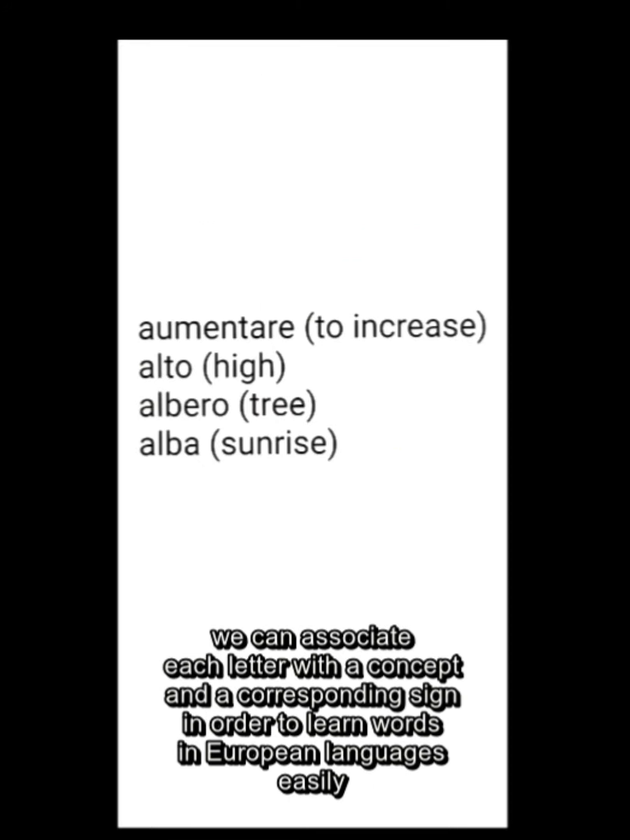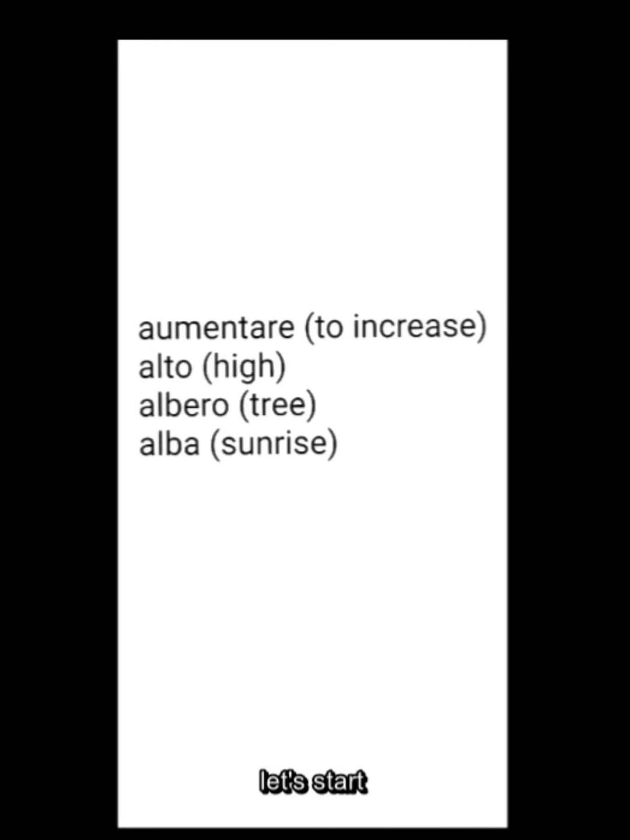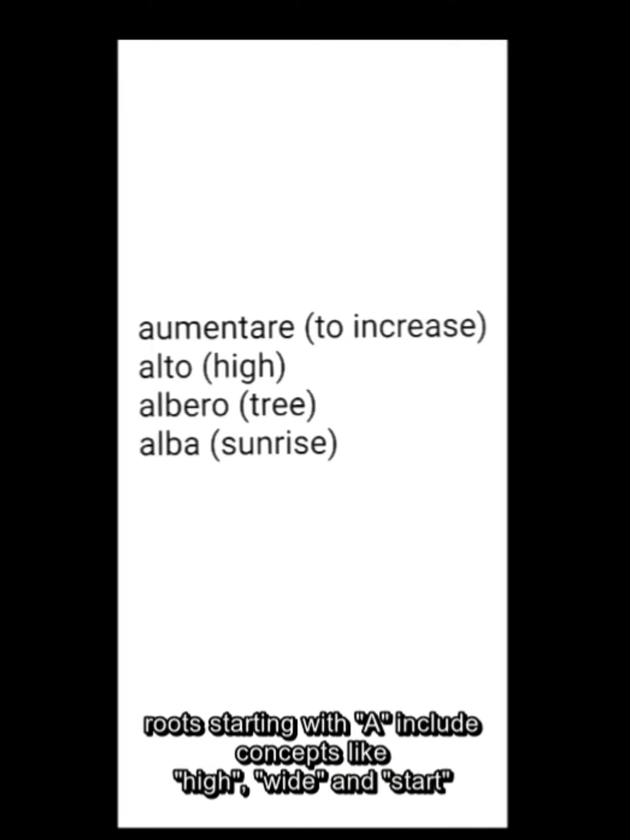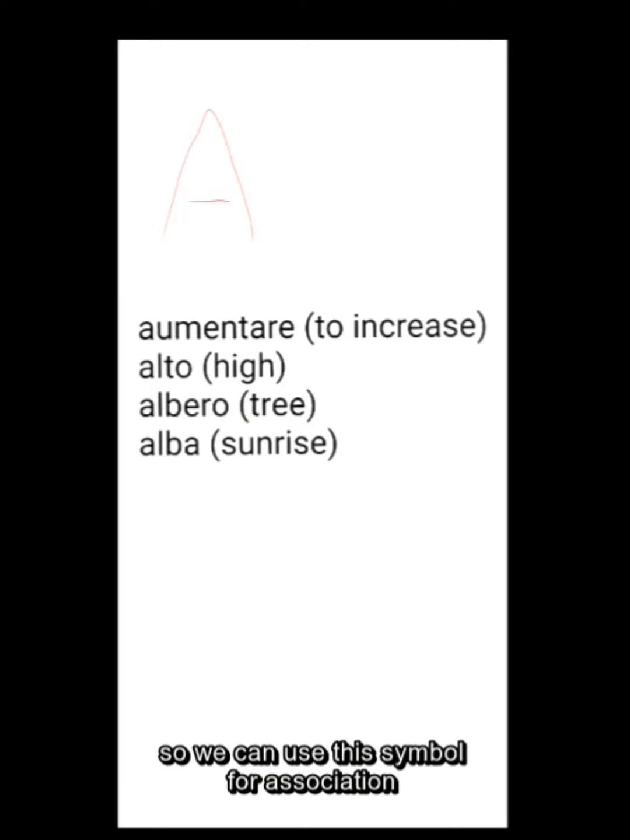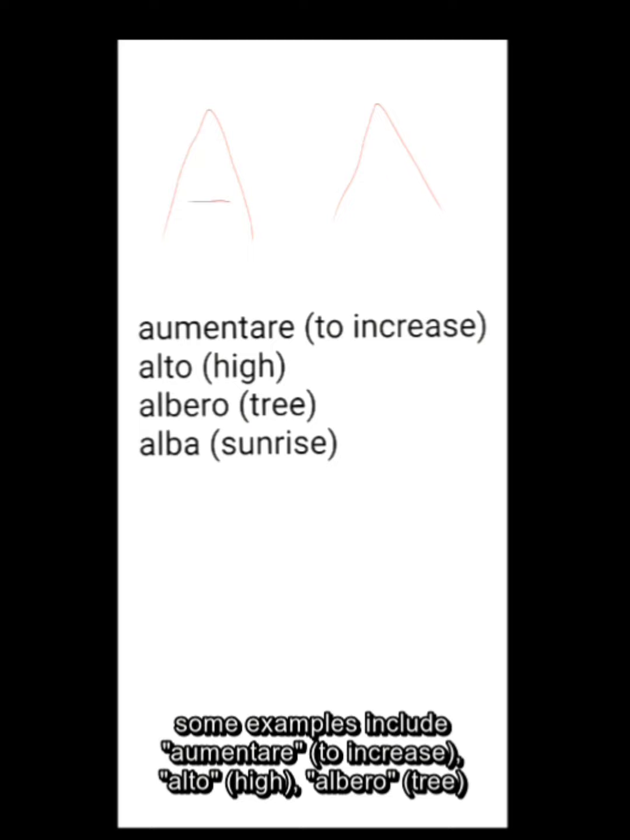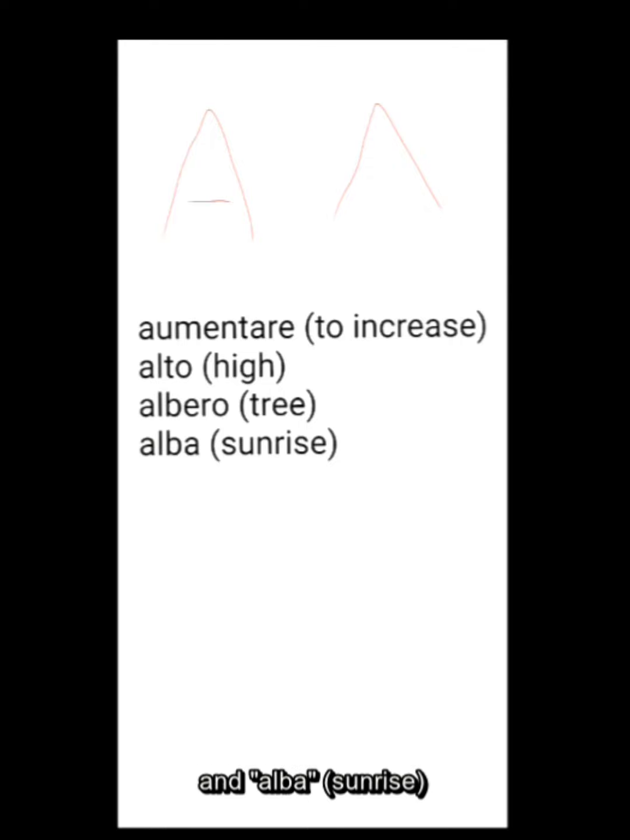We can associate each letter with a concept and a corresponding sign in order to learn words in European languages easily. Let's start. Roots starting with A, the letter A, include concepts like high, wide, and start. So we can use this symbol for association. Some examples include aumentare, to increase, alto, high, albero, tree, and alba, sunrise.